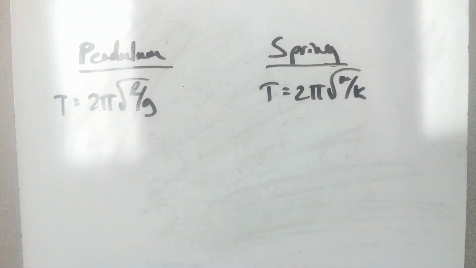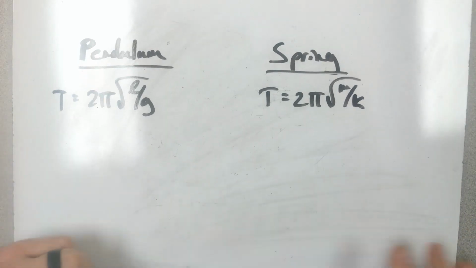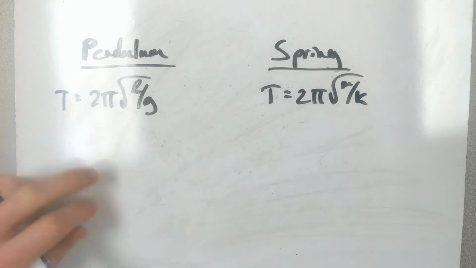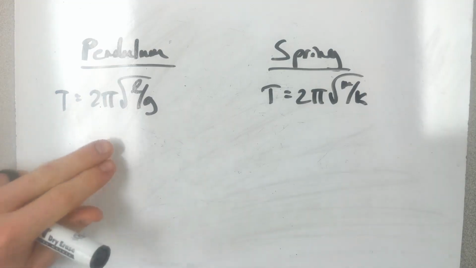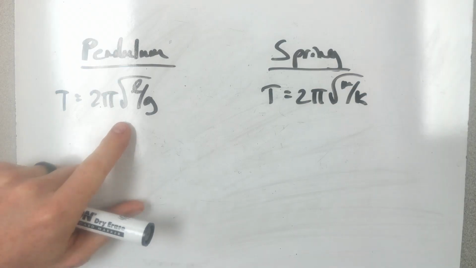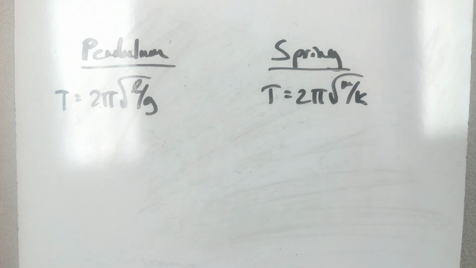Okay, so now take a look at these two equations. Both of these tell us the same thing. They tell us the period. So for the pendulum, we have our period is equal to 2 pi times the square root of the length of the pendulum over the acceleration due to gravity wherever this pendulum happens to be.